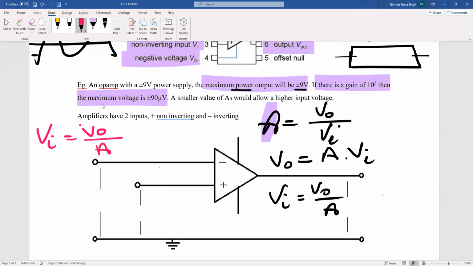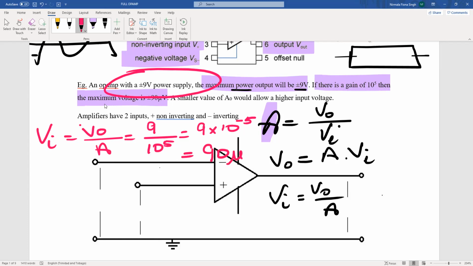V naught over A. So all we have to do here is find out V naught, which is 9 volts, because that's the maximum voltage that we can put out or take out of our amplifier. As soon as your output voltage crosses or is larger than your source voltage, it shuts down. So the maximum voltage here that it can put out is 9 volts. Divide by 10 to the 5. You're going to get 9 times 10 to the minus 5, or 90 microvolts.